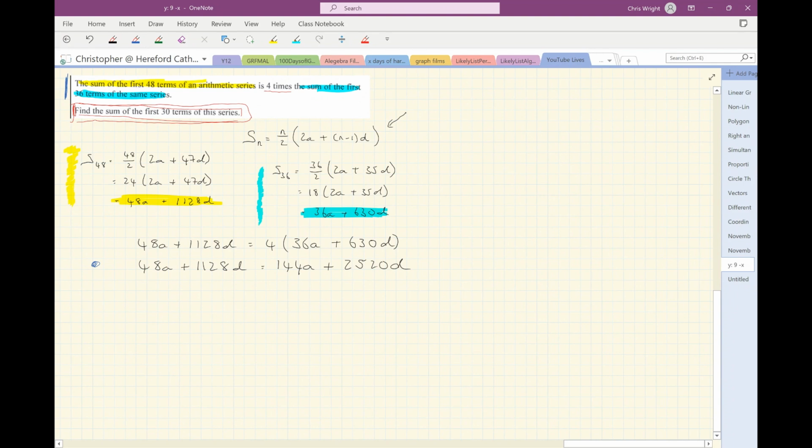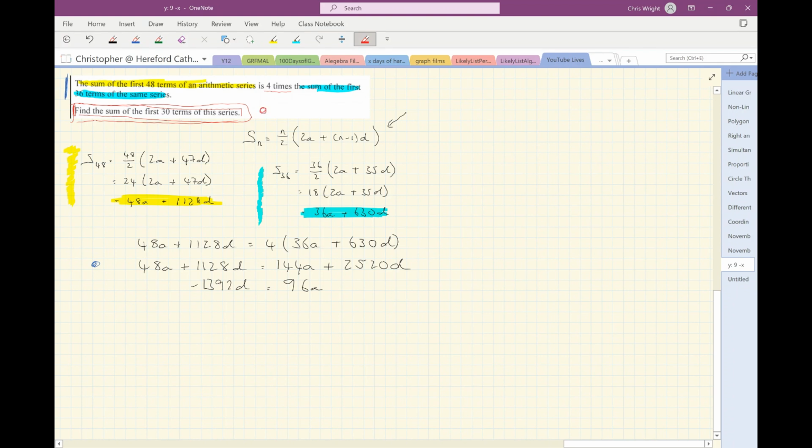The joy of this question and the secret of success is to keep on thinking and keep on trying to crack something. Let's have a look at this equation here, and let's put all our a's on one side. Minus 48a from both sides, 144 minus 48, 96a, and let's put all our d's on the other. 1128 minus 2520, minus 1392d.